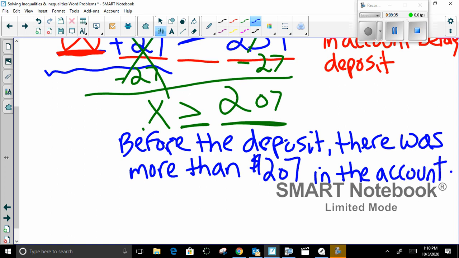So just like when we did word problems with equations, make sure you're answering the question. This does not suffice as the answer. I need to put it into words, describe what that means. And this part right here is putting into words and describing what that means.